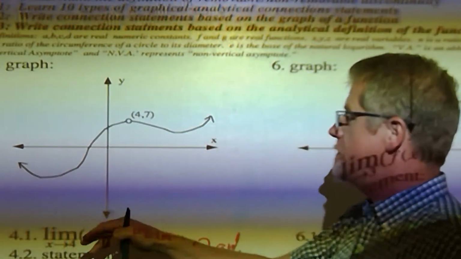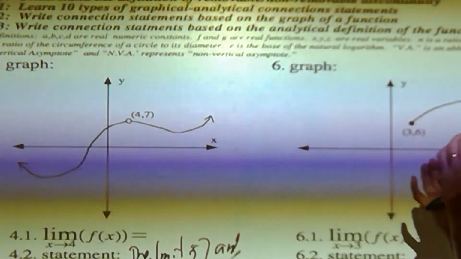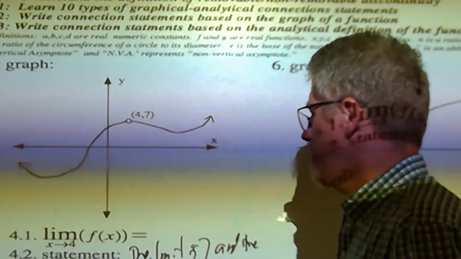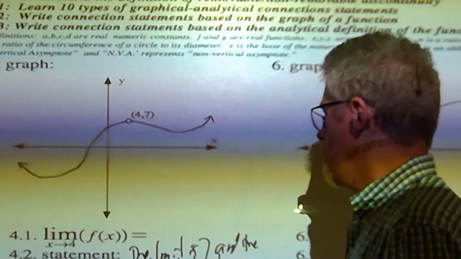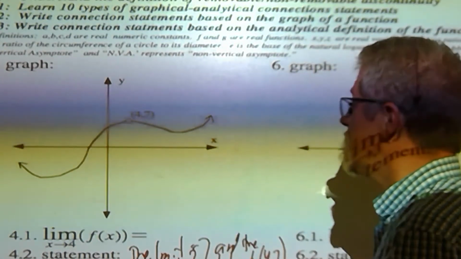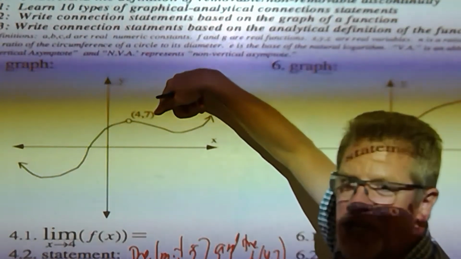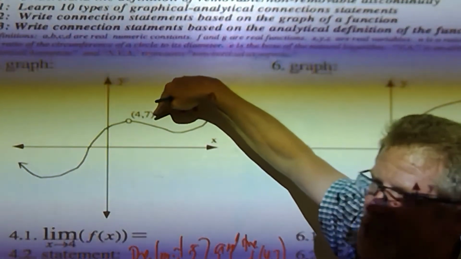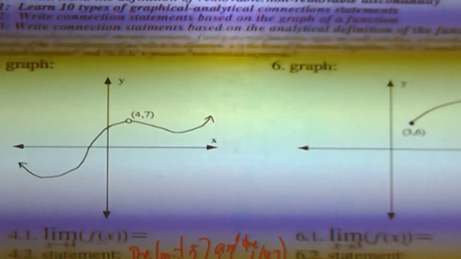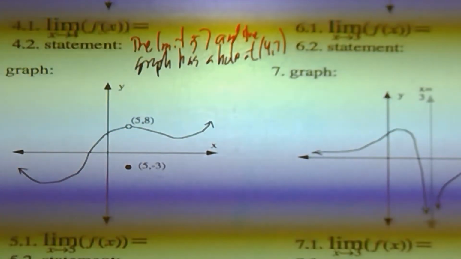It's a two-sided limit, so the limit from the left is 7, the limit from the right is 7, and the graph has a hole at (4, 7). Notice the connection between the limit and the graph is that the limit is the y coordinate of the hole. This happens a lot. Any questions on that one? The limit is connected to the graph. Now, please try number 5.